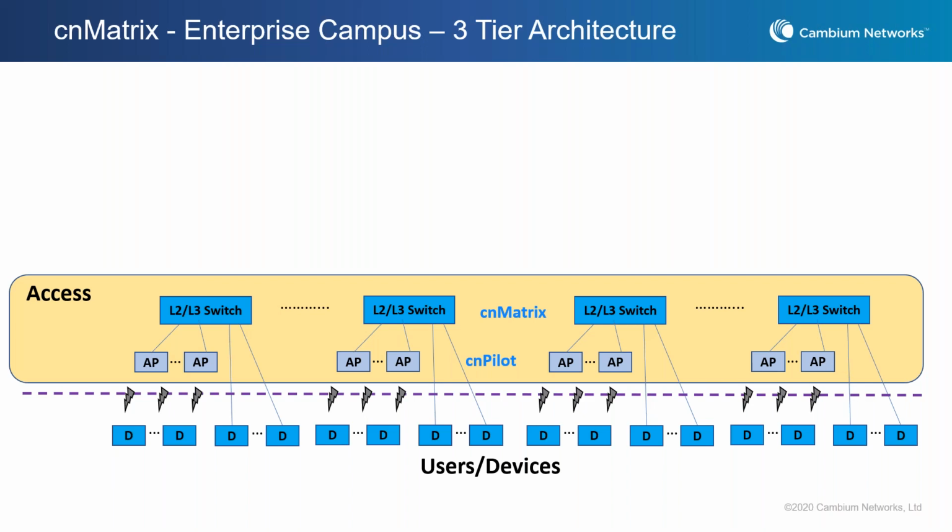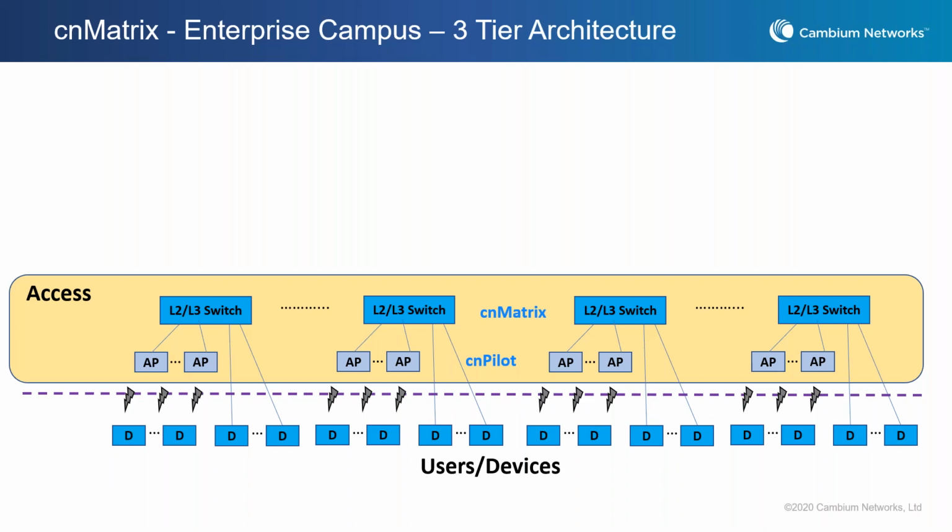And that access layer is where all your devices connect in. Your devices can connect directly into the switches if they're wired devices, or if your devices are wireless, they can connect into the access points that then connect into the switches. So this access layer, 100% covered by Cambium. We've got the switches that I'm talking about today. We also have the Wi-Fi access points.